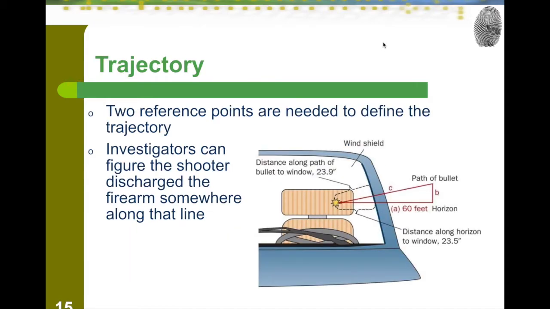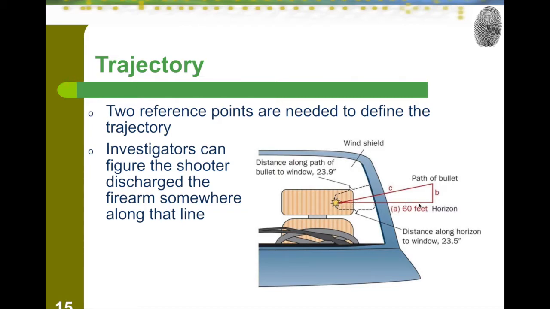So here's where we get into a little bit of math. If you have a bullet hole, you need what we call 2 reference points to define the trajectory. In this picture, you have a car with a bullet hole in the back of the seat. So the investigators can figure the shooter discharged the firearm somewhere along that line, the C line. This means this is where the bullet hole was.